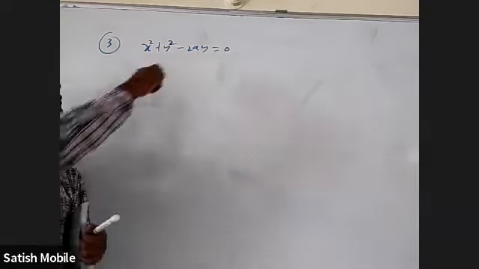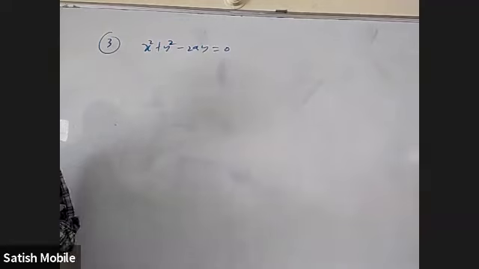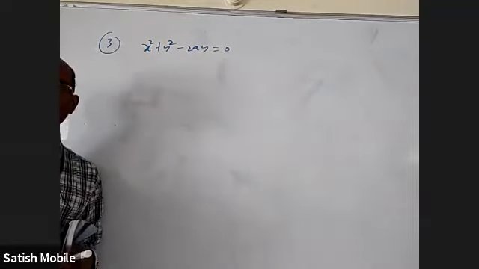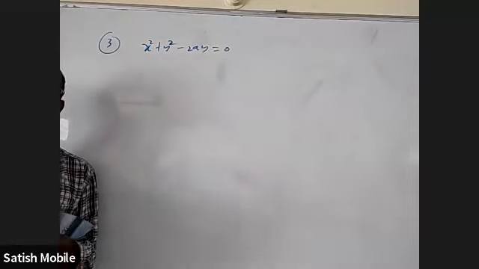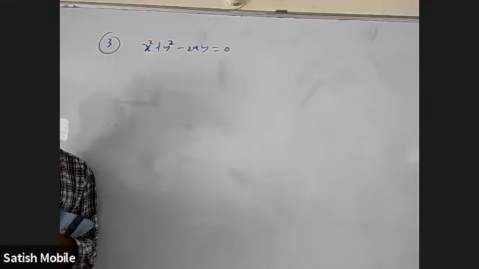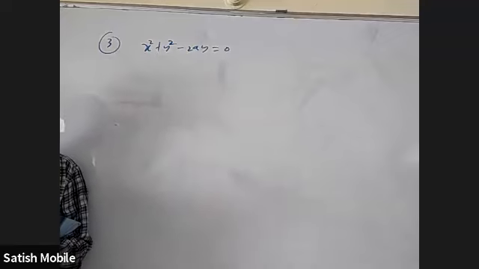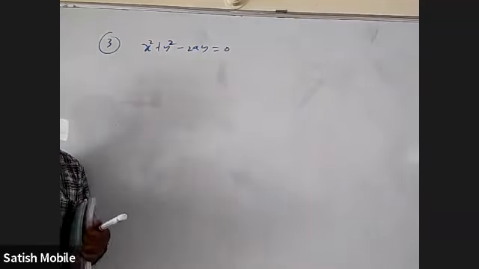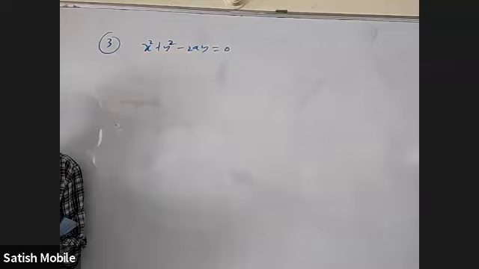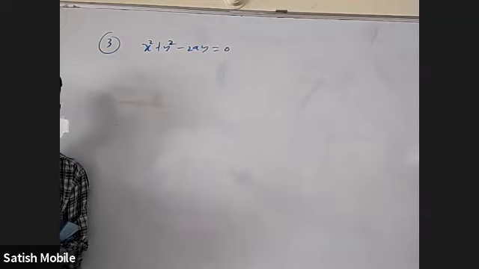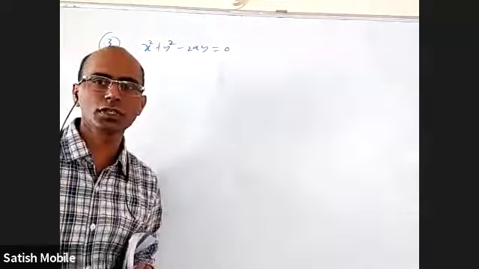Passing through origin. Yes, the constant is missing, so this is passing through the origin. But it is not all the circles passing through the origin. Why? Then in that case, I would have said x square plus y square plus 2gx plus 2fy equal to 0. But there is no x term. So which particular circles is it covering? Passing through origin, correct? Within passing through origin, can you tell something more?